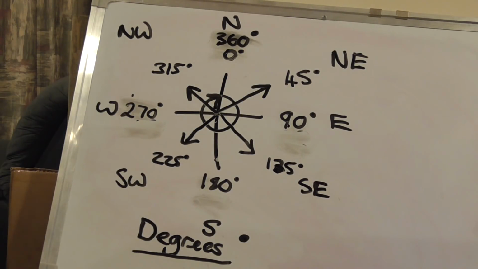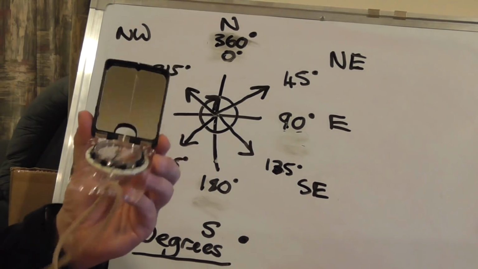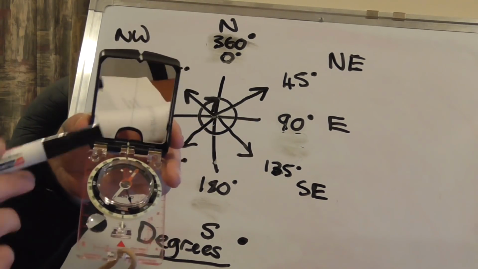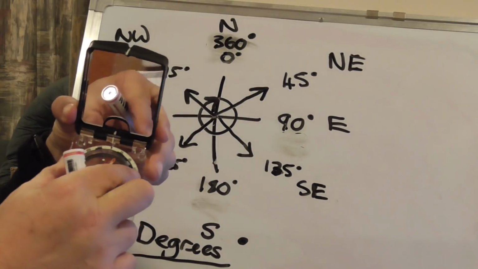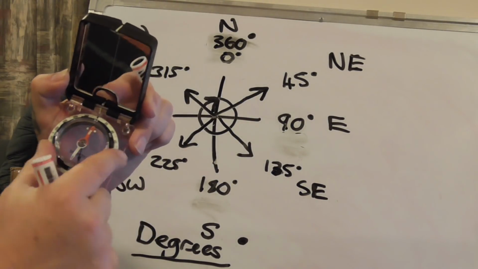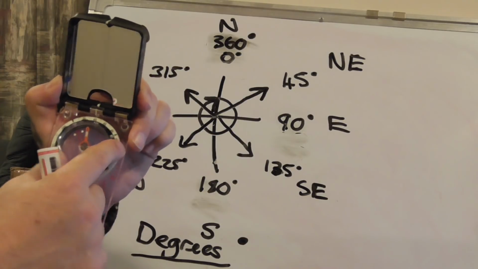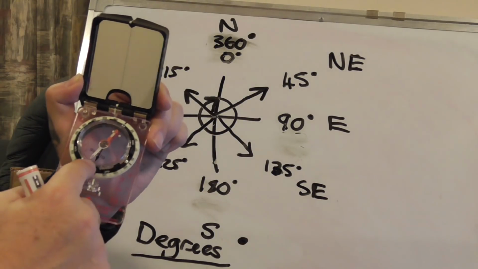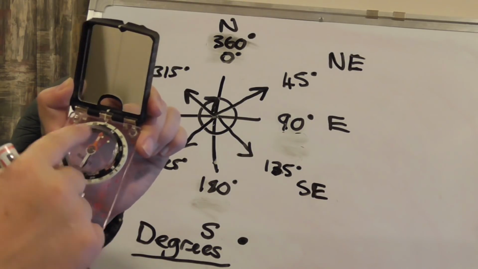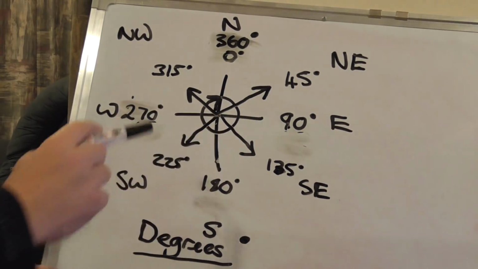Alright, so that's how we would use the compass that I was showing you earlier, which is in degrees. This is read in degrees. I'm not going to be doing compasses right now, but using this dial here, we can find the direction we want to travel, or that we're traveling in, through the numbers here.